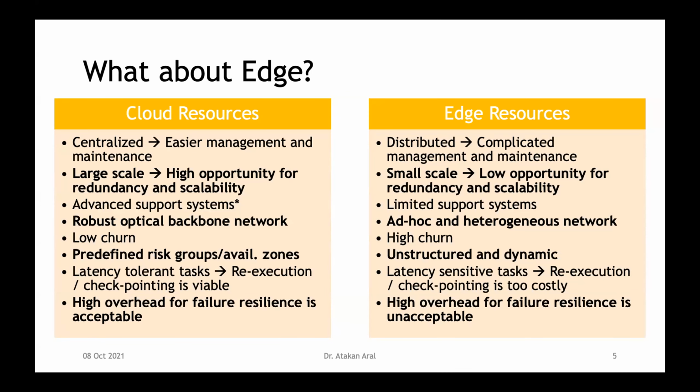Network is another reason why edge might fail more frequently, because a data center network is quite robust, while in edge computing you have an ad hoc and heterogeneous network. There's a difference in churn. Cloud is typically low churn and edge can be high churn. And in cloud, there can be more structure, there can be predefined risk groups, availability zones, and in edge computing, you are more unstructured and you have to be dynamic due to the changes.